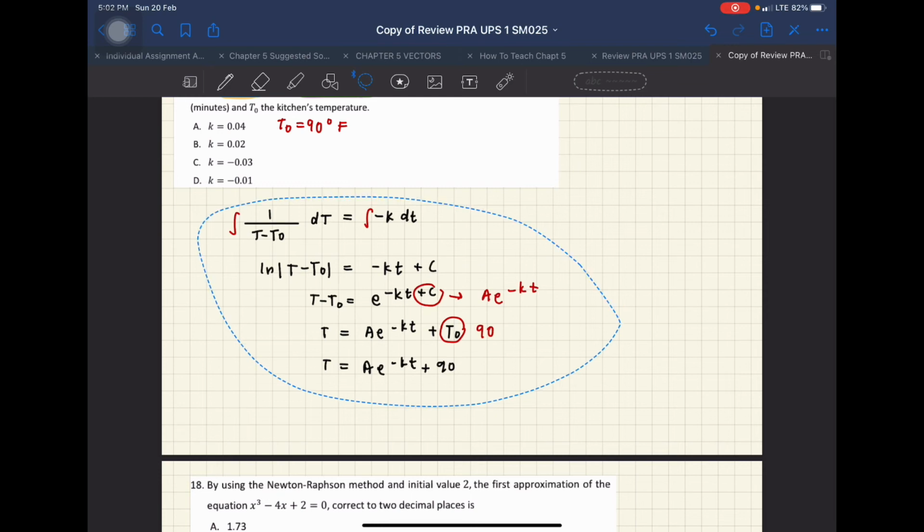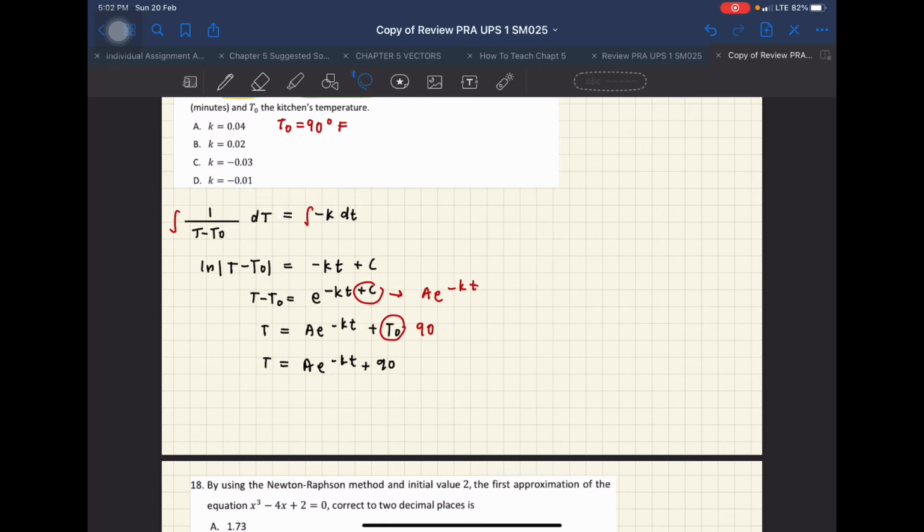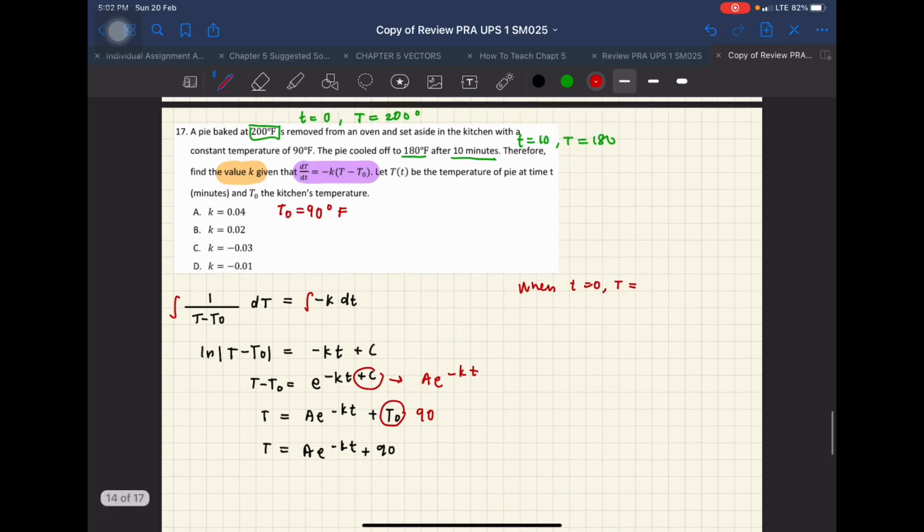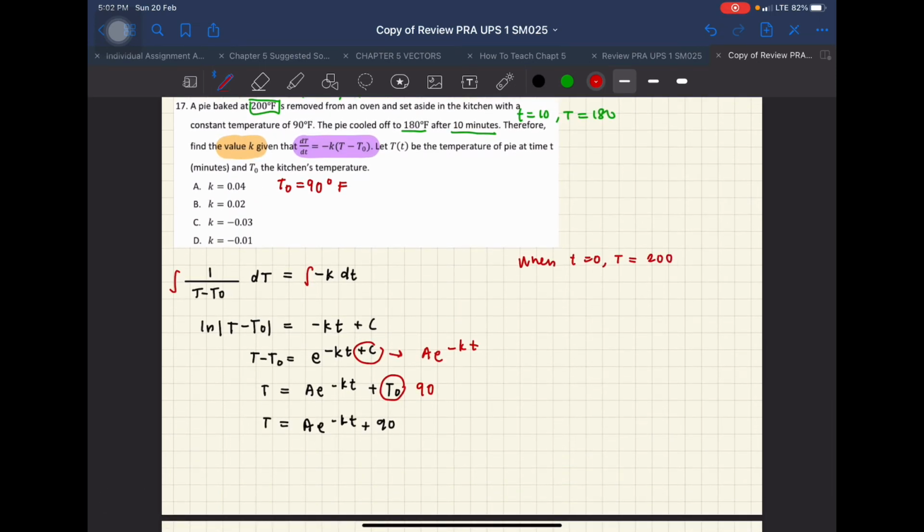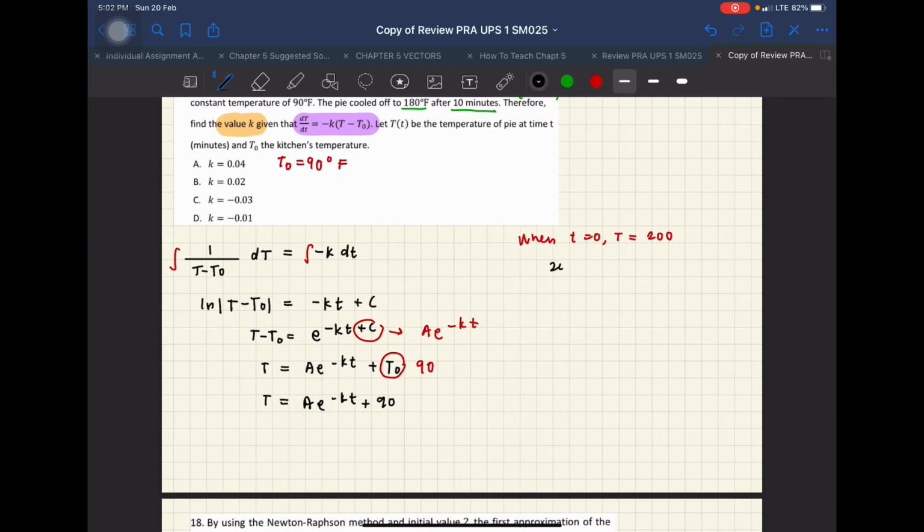Okay, so let's put this a bit to the left. Alright, so let's continue. Okay, so when t is equal to 0, our temperature T is equal to 200. Right, so let's substitute this value. Okay, so saya dapat 200 equal to A e negative K times 0. Okay, so this one dah jadi 1. So awak dapat nilai A awak sama dengan 200. Okay, settle.